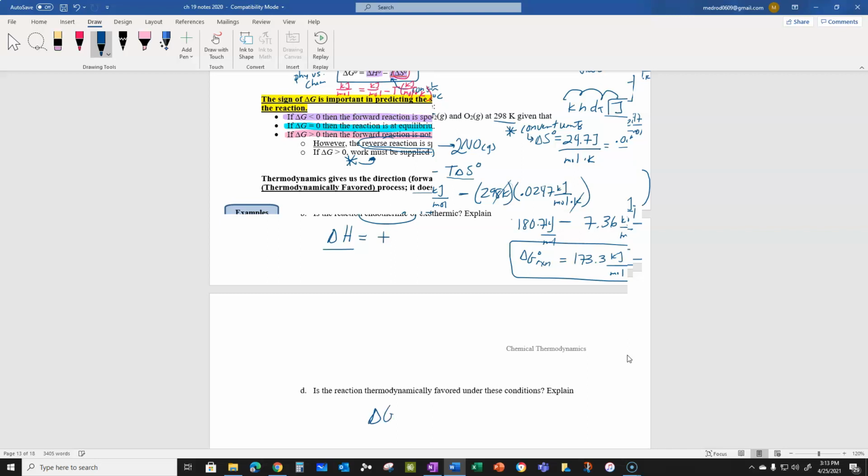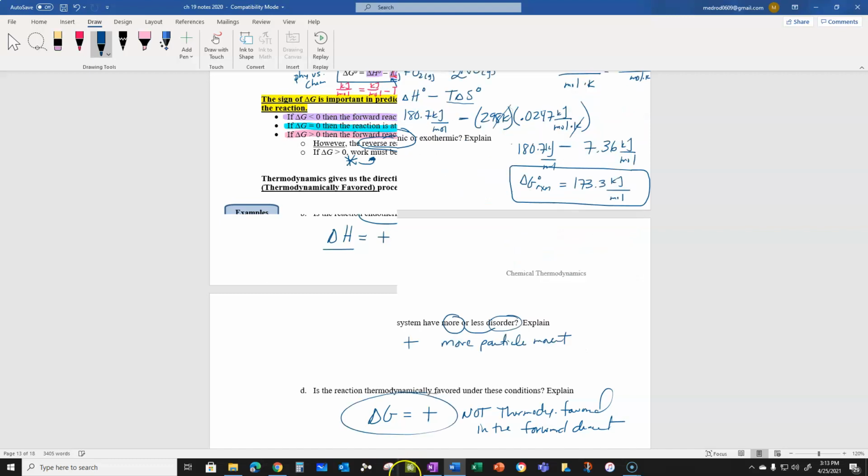And is it thermodynamically favored? And there's only one letter you should be looking at. Since my delta G was positive, what does that mean? Okay, definitely not thermodynamically favored in the forward direction. And why? Because it's positive. That's the explanation, ladies and gentlemen.